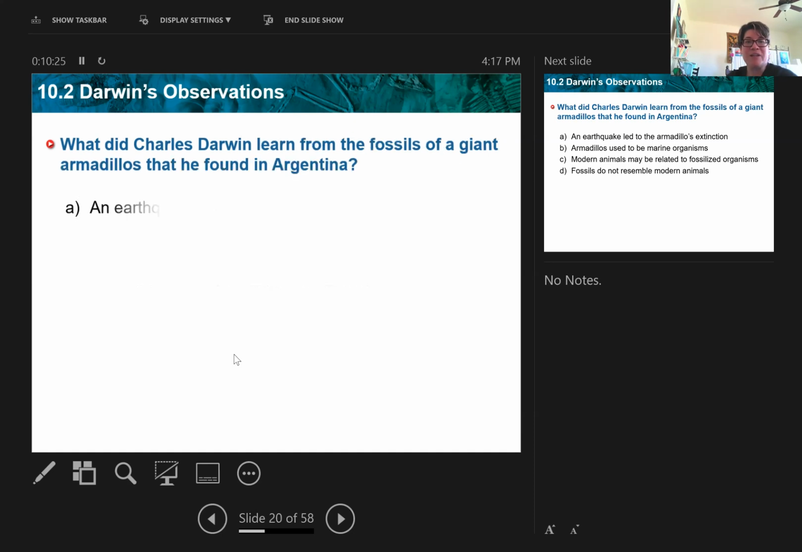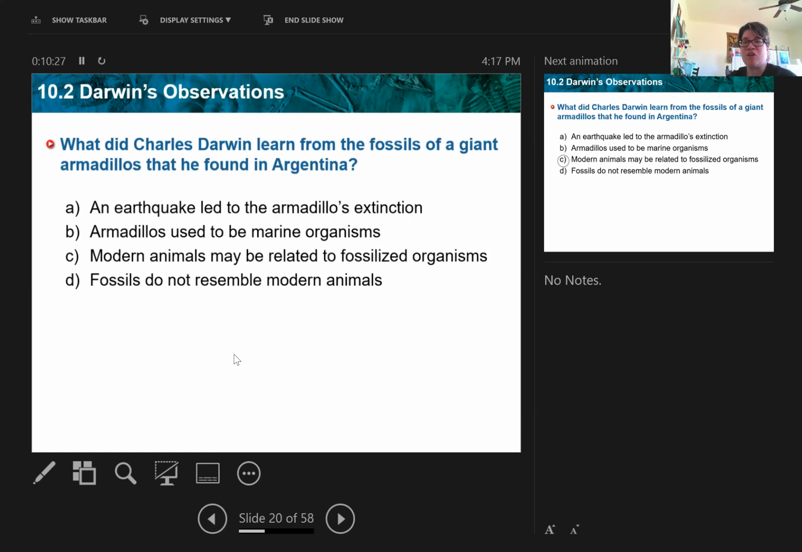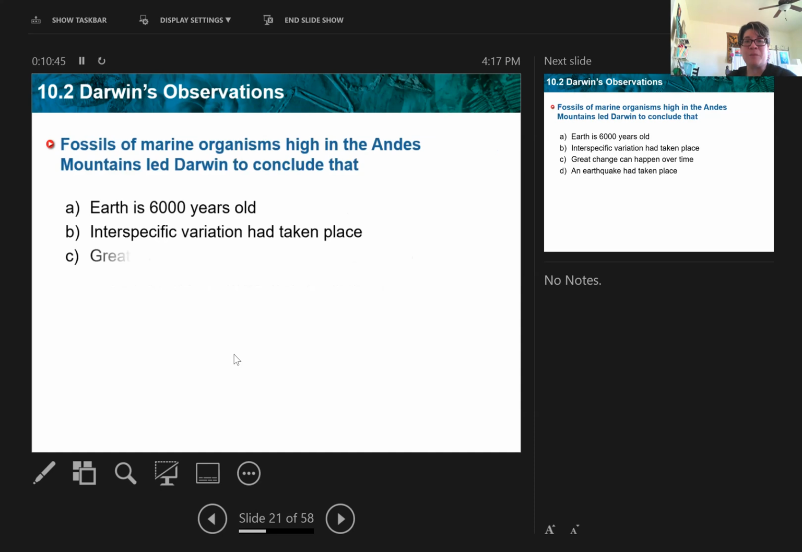And then what did he think from the fossils of giant armadillos in Argentina? What was he thinking that meant? So he thought maybe modern day armadillos could be related to fossilized ones. They might be their ancestors. And then fossils of marine organisms high in the Andes Mountains led Darwin to conclude what?